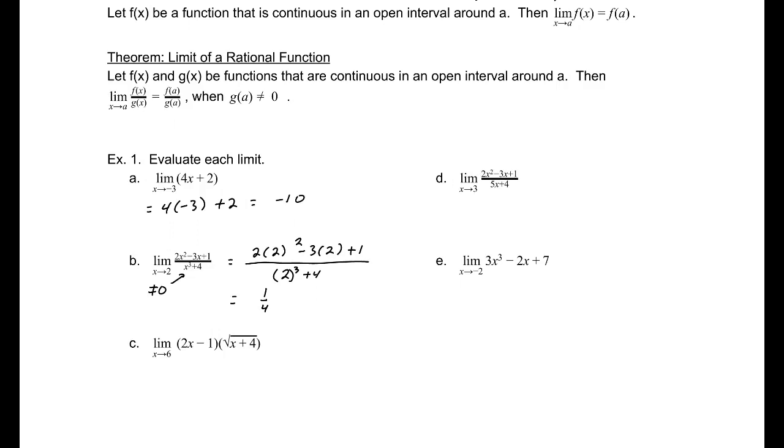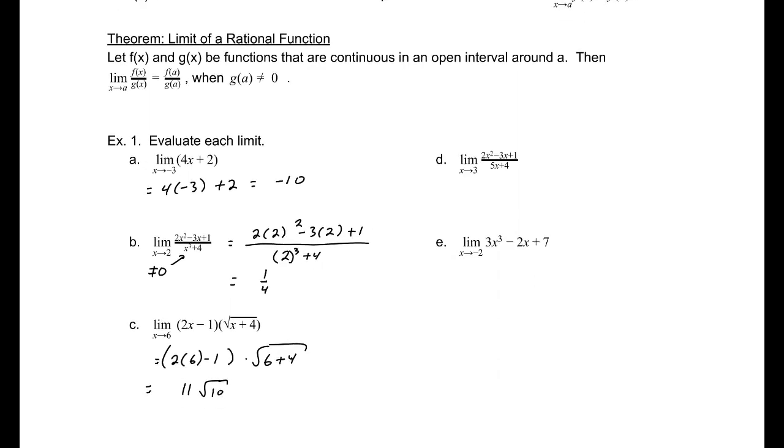We can plug in the value of 6. So 2 times 6 minus 1 times the square root, and we don't need parentheses there, square root of 6 plus 4. So that will be 11 square root of 10. And that's the value of the limit. We can just evaluate it as long as we're not dividing by 0 and they're continuous. All right. This is a very handy tool that is the first thing you want to try whenever you're evaluating a limit, is just plugging in if you can.